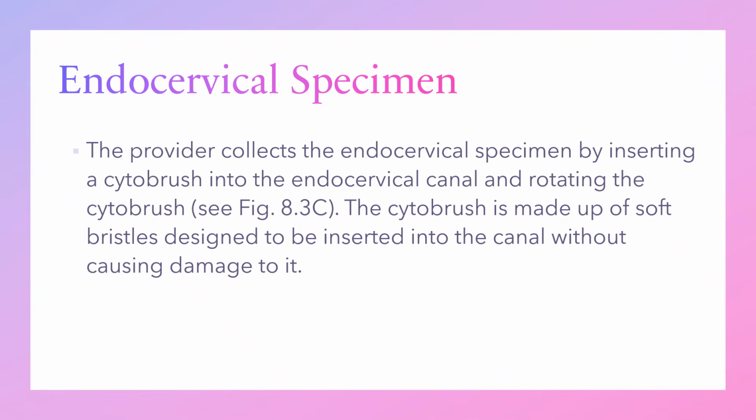For the endocervical specimen, they collect it by inserting the cytobrush into the endocervical canal and rotating it. This is made up of soft bristles designed to be inserted into the canal without causing any damage to it.